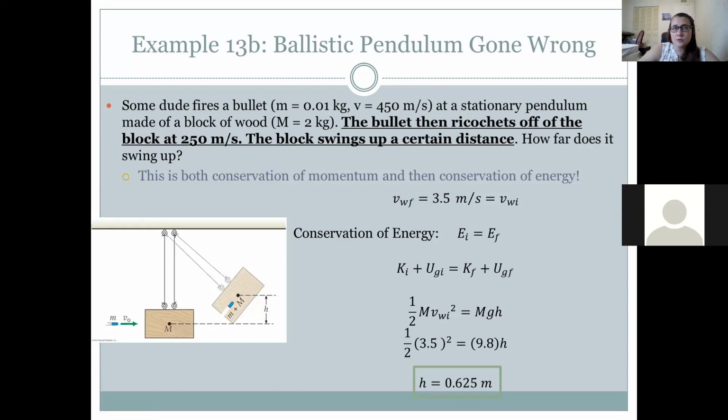So previously it was 0.2 something something, and now it's 0.6 something something. So it's swinging up almost 3 times as high with the bullet not embedded into it, which is kind of surprising, I think. Yeah, it's kind of surprising.